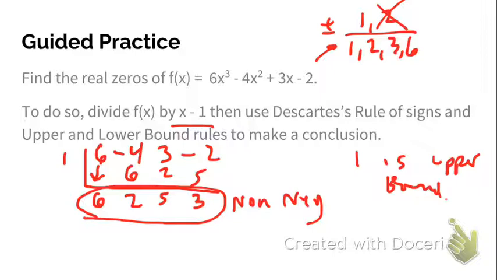Now let's talk about what a lower bound would look like. Let's say, hypothetically, this number came out to be negative, and this number came out to be negative. Then that means 1 is a lower bound, so none of the zeros less than 1 would work. Like -1, -2, 1/2, 1/3, none of them would possibly work. Alright?